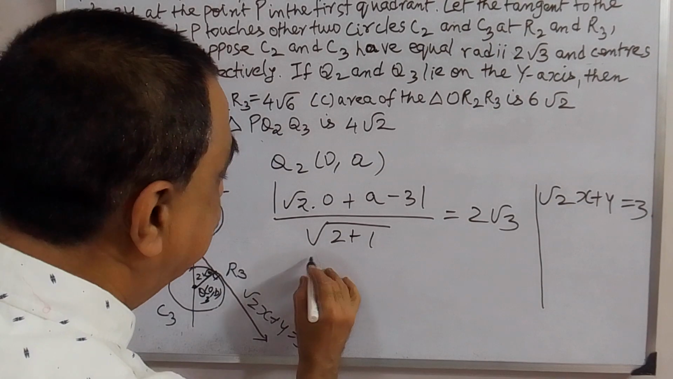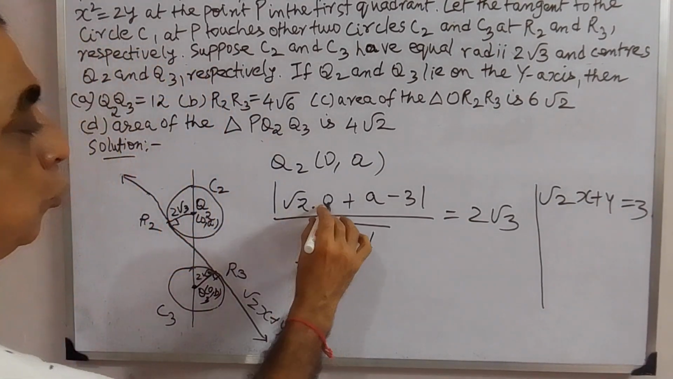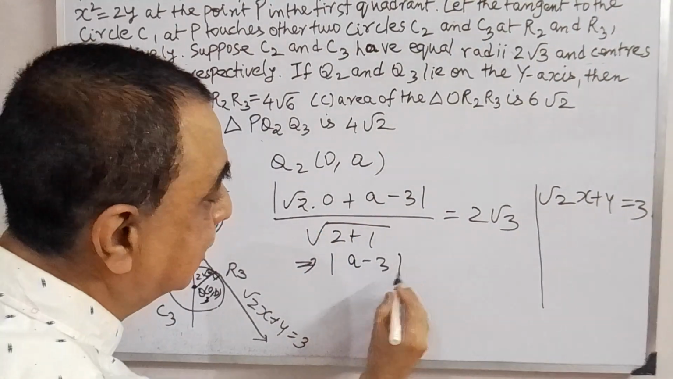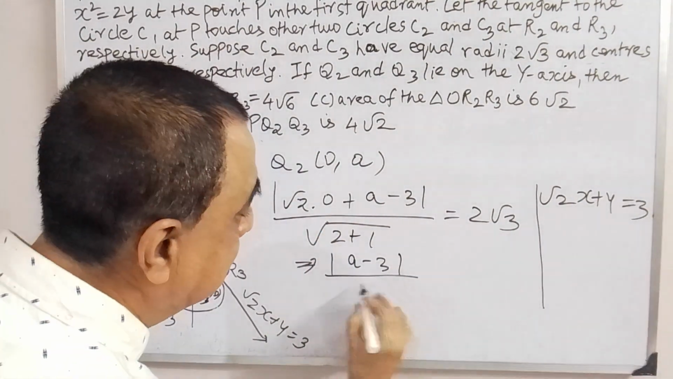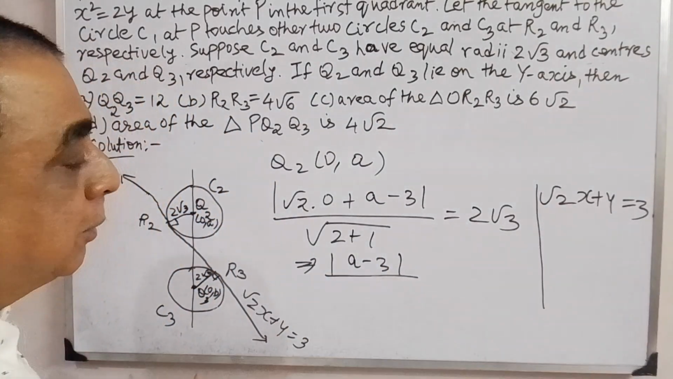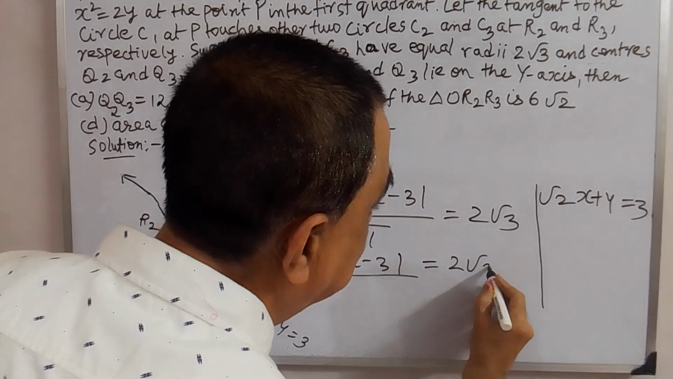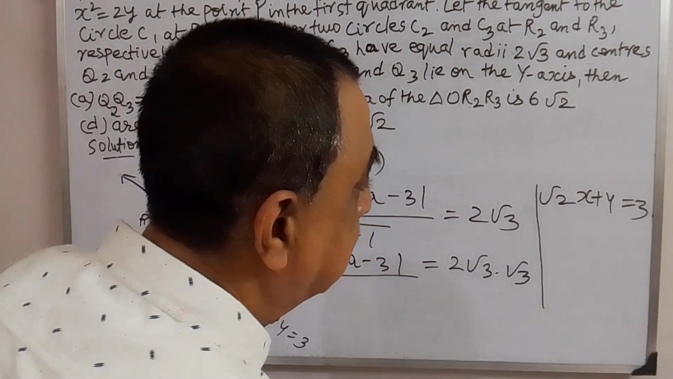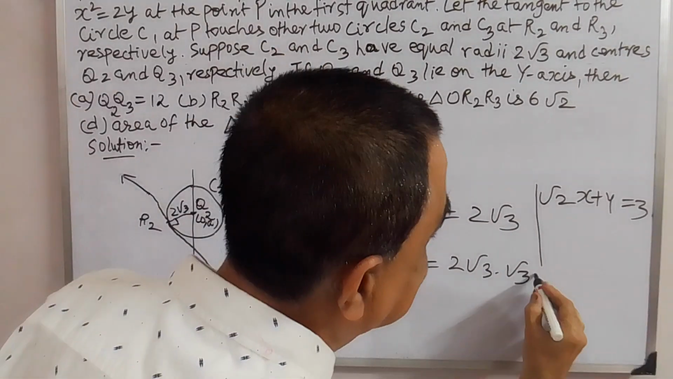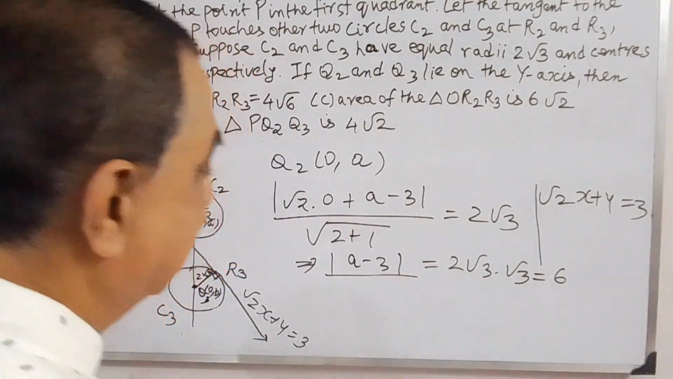Okay, so now simplify this. Root 2 into 0 is 0, so this is modulus of A minus 3, divided by root of 2 plus 1, which is root 3. Taking root 3 to this side, this will be 2 root 3 into root 3. And 2 root 3 into root 3 is what? Root 3 times root 3 is 3, and 3 into 2 is 6.